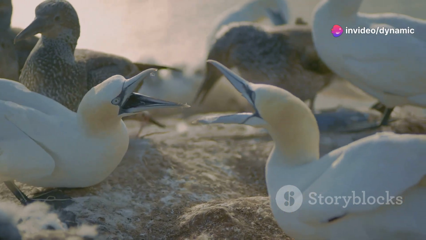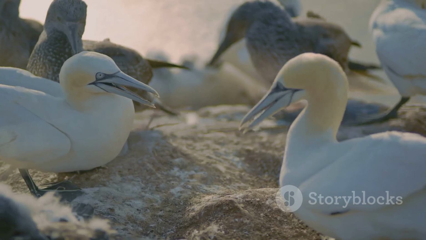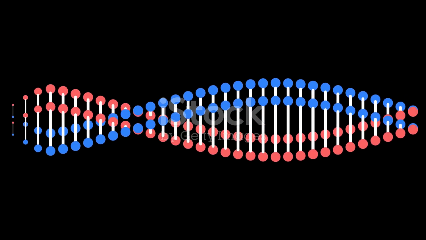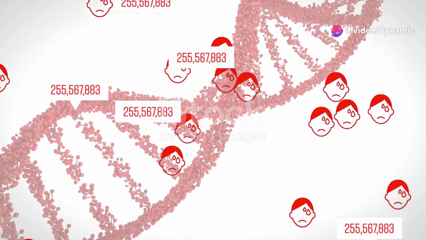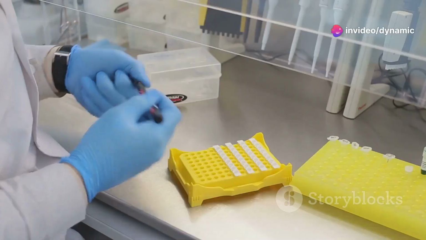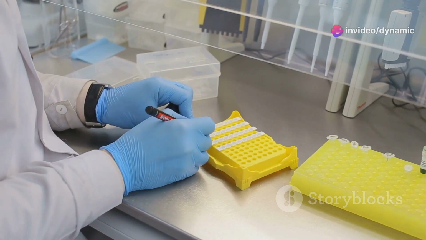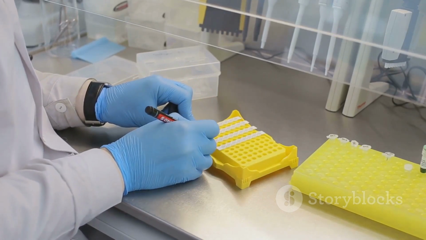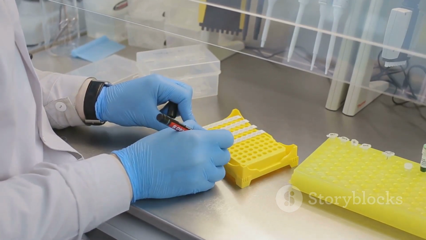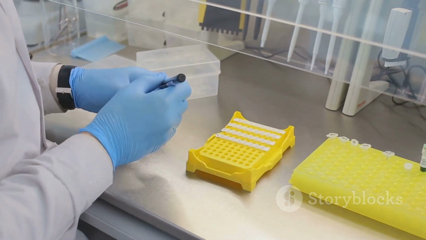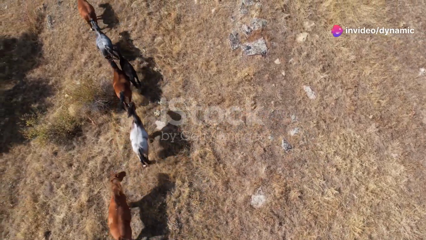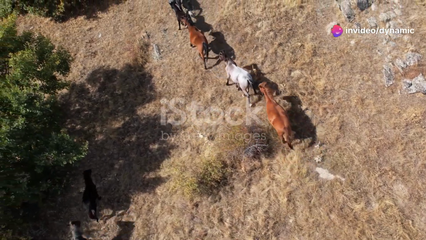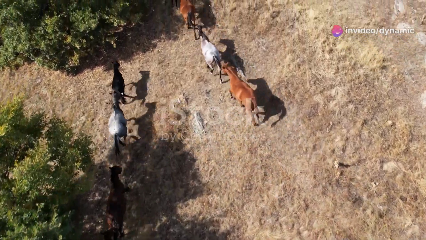Chapter 4. How do genetic mutations affect animal populations? Genetic mutations are the raw material of evolution, introducing new genetic variations that can have profound effects on animal populations. Mutations are changes in the DNA sequence that can occur spontaneously during cell division or as a result of environmental factors such as radiation or chemical exposure. While many mutations are neutral or even harmful, some can confer advantageous traits that enhance an organism's fitness.